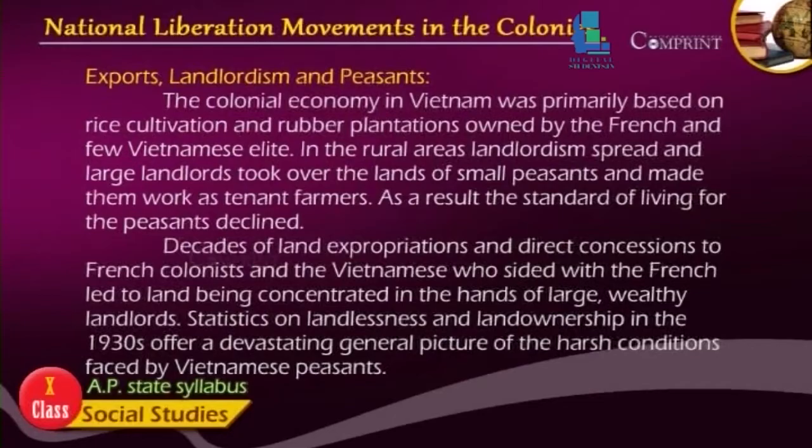Decades of land expropriations and direct concessions to French colonists and the Vietnamese who sided with the French led to land being concentrated in the hands of large wealthy landlords. Statistics on landlessness and land ownership in the 1930s offer a devastating general picture of the harsh conditions faced by the Vietnamese peasants.